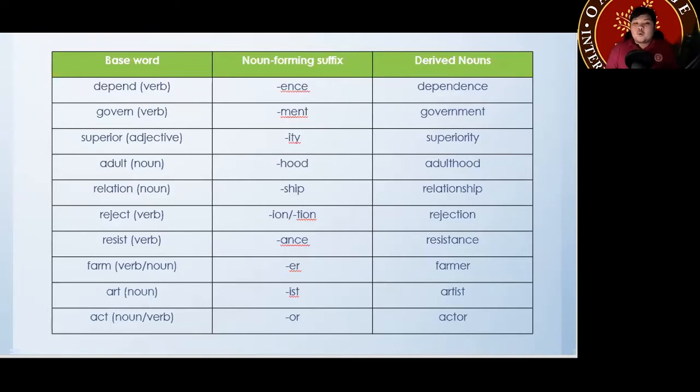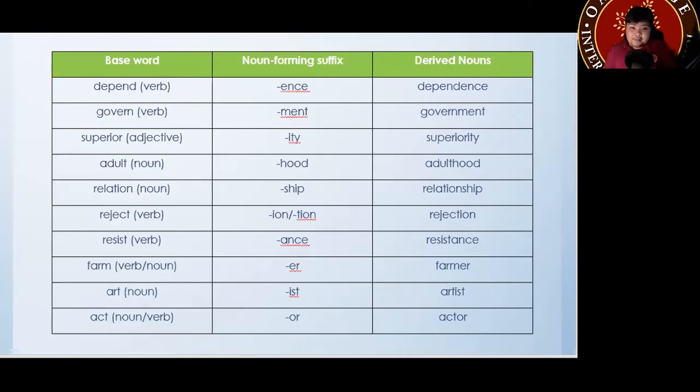Or for example, you have another noun, relation. This is talking about what one thing has with another. It's how one thing is related to another. That's the relation. But when you add ship, you're talking about the relationship of one thing with another thing. Next, reject. That's a verb. When you want to make it a noun, you put ion or tion sometimes, and it becomes rejection. Resist is a verb. You put ance, it becomes resistance.